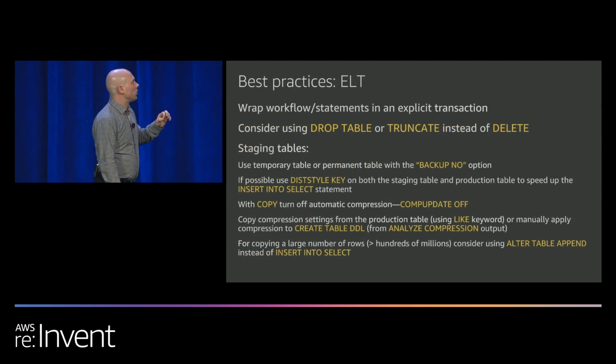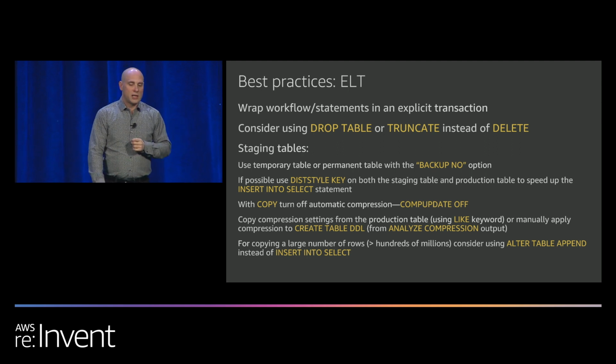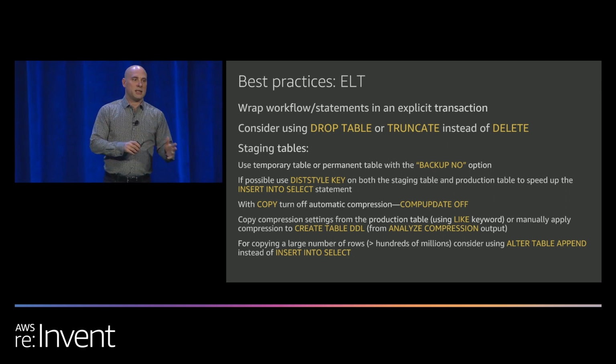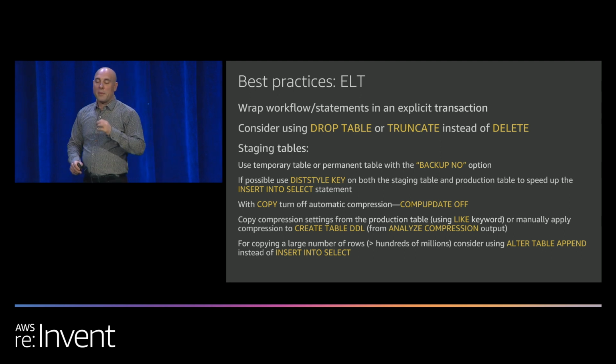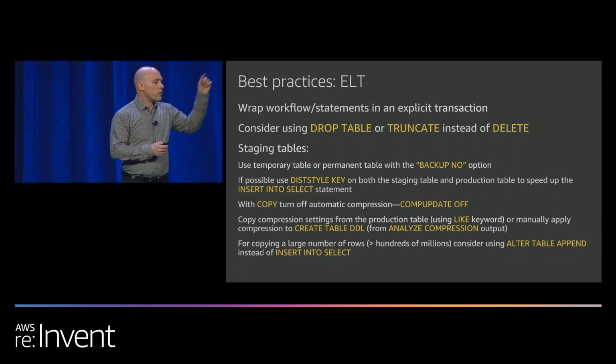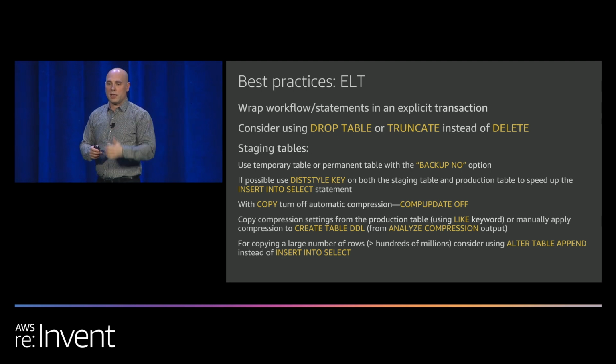So I'm going to just walk through, again, a summarization. Staging tables: try to use temporary tables if you can. If you can't, there's a backup no option. All it does is disable the asynchronous sync to S3, so you can disable that. Like I mentioned, keep the same distribution keys. Copying over with the LIKE statement, using that LIKE keyword, will copy over distribution keys and compression and such.